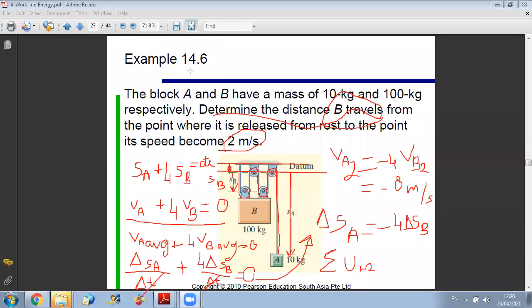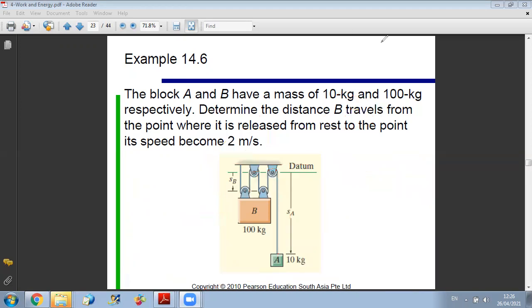This is why I can write here that the sum of work is minus WA, sorry, plus WA delta SA, because we said S is downward. This is the work of the weight on A, plus the work of the weight of B, plus WB delta SB. And I can replace delta SA by minus 4 delta SB, so that the only unknown in my work and energy equation will be delta SB. Okay, let us see how to replace it in the work and energy theorem.